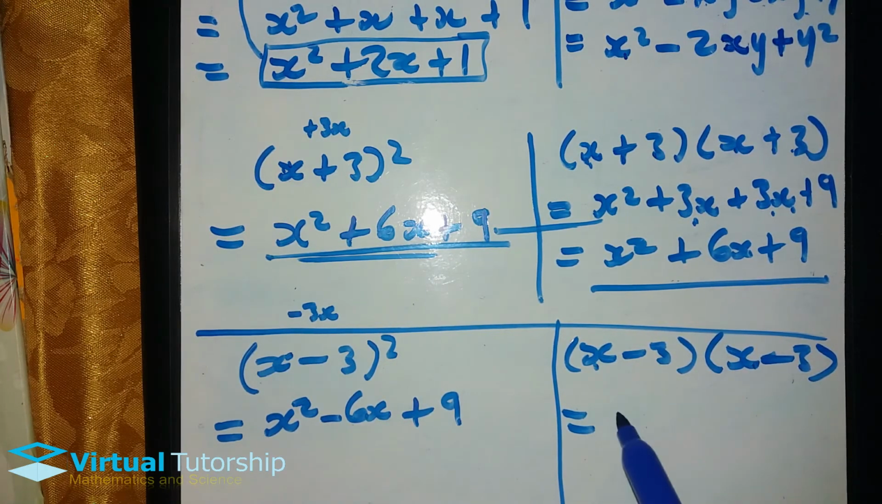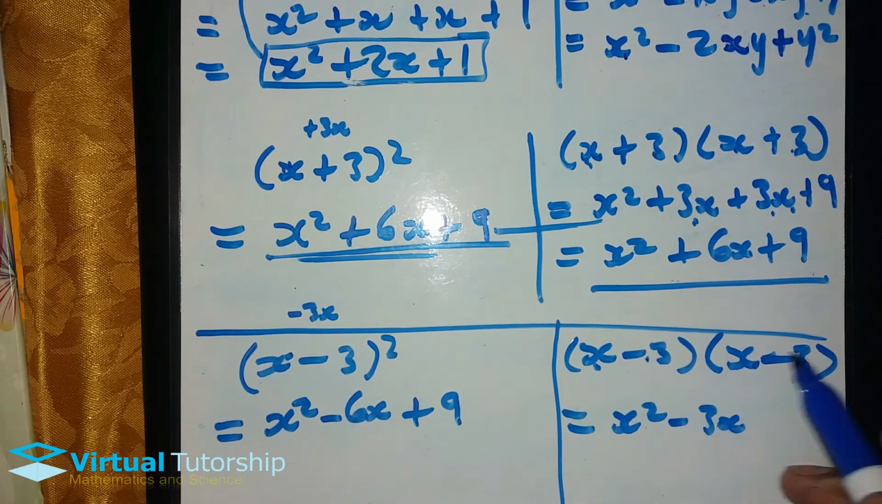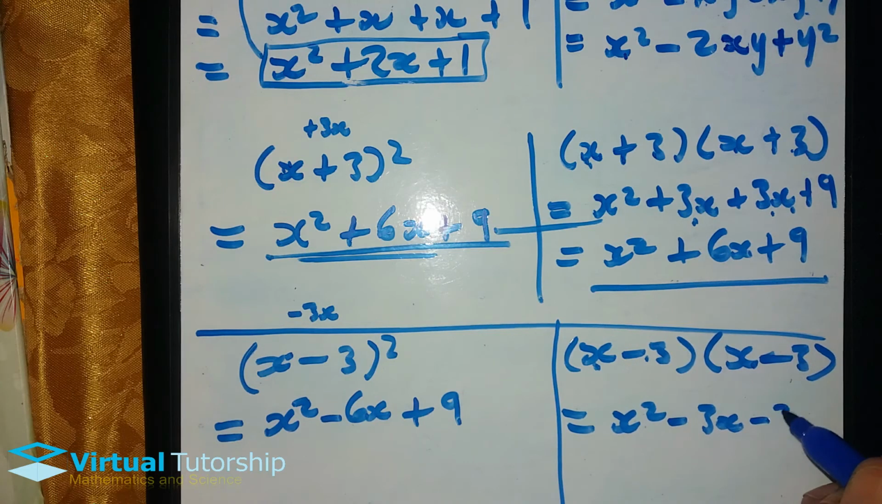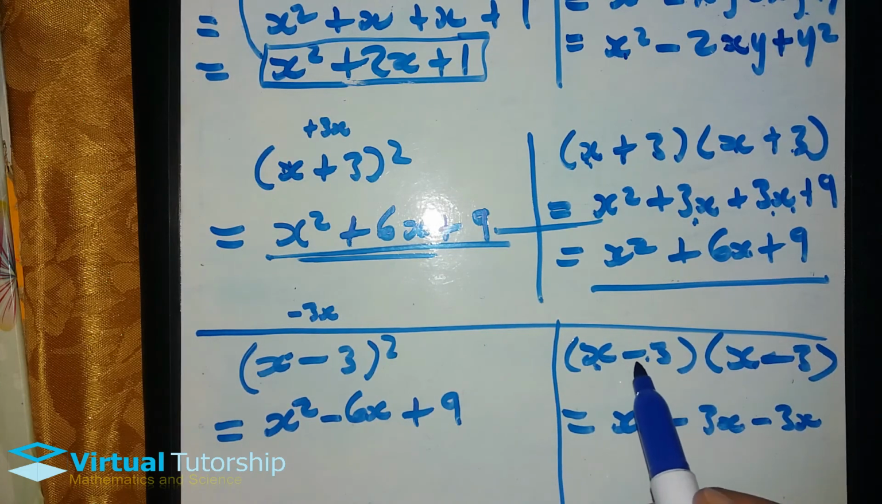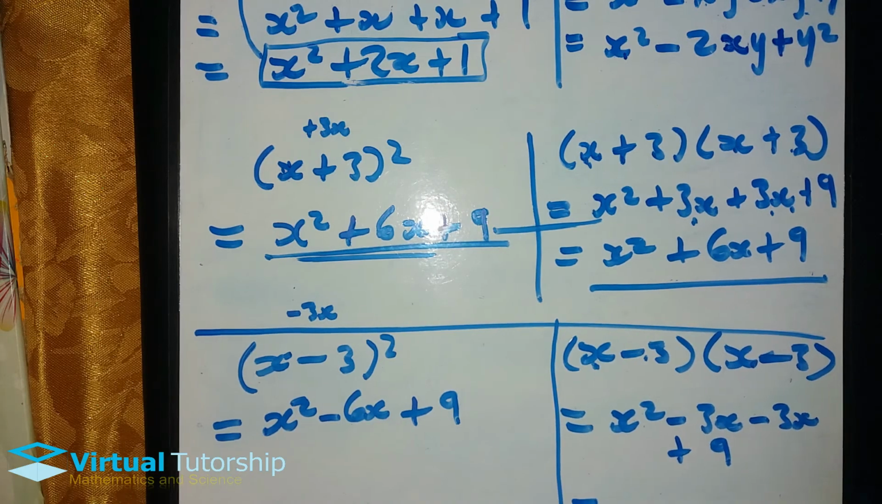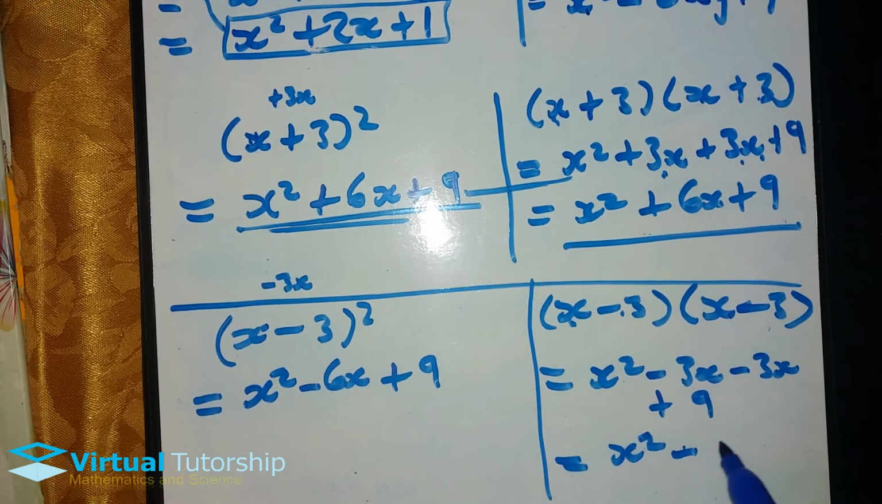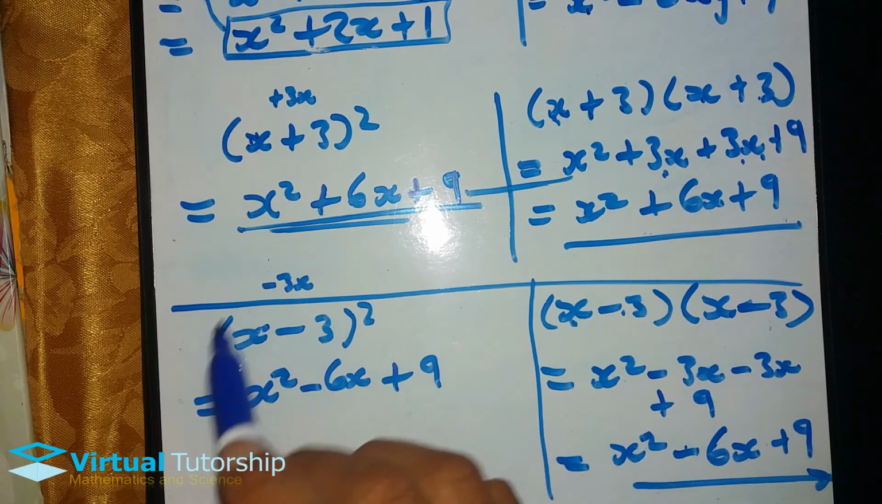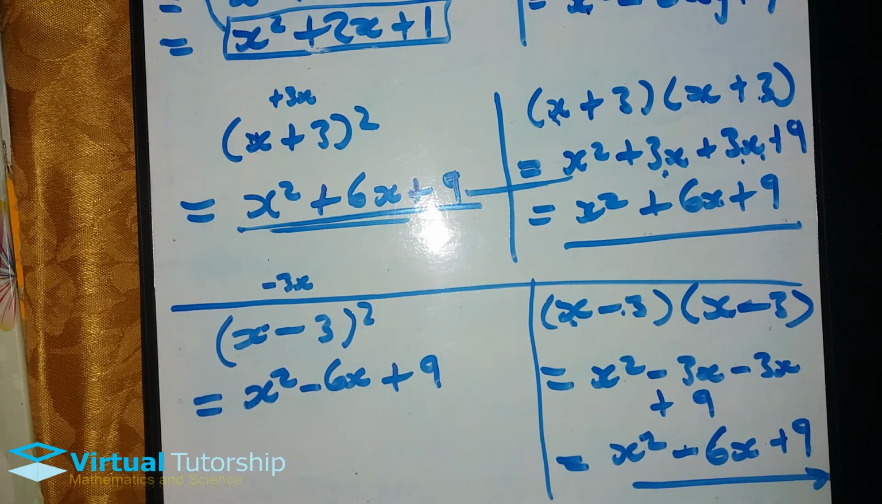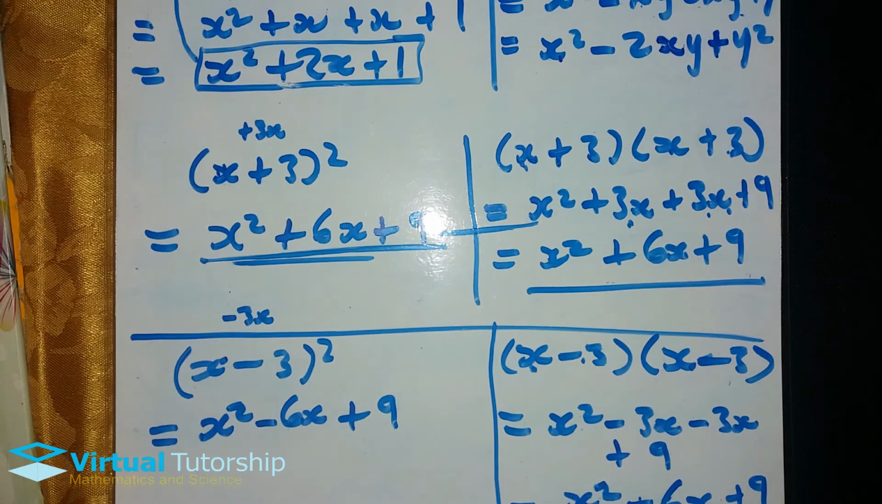Equal to x times x, x squared, x times minus 3, it's minus 3x, minus 3 times x, it's minus 3x, minus 3 times minus 3, it's positive 9. Now the like terms, minus 3x and minus 3x, give minus 6x plus 9. So this technique is much simpler than using a distributive property.